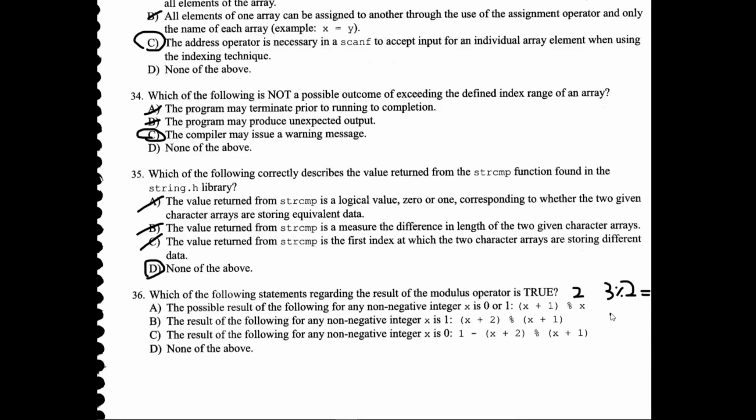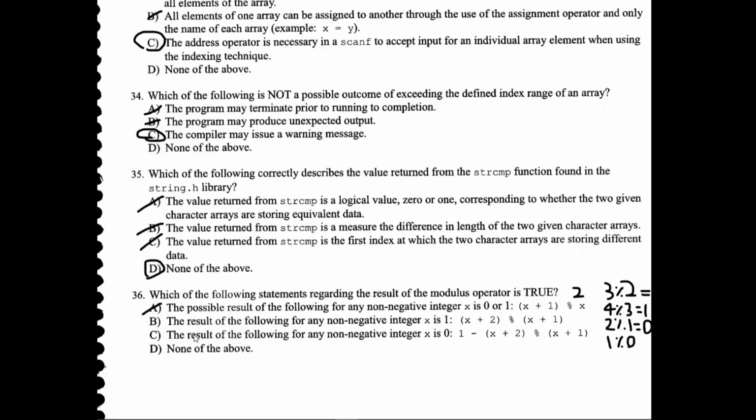And if we have x is 3, then we have 4, and then again modulus 3 is 1. And then if we continue to where x is 0, which is still a non-negative integer, we get 1 modulus 0. And that is actually undefined behavior. That will cause a runtime error. And so it will not return 0 or 1. It will crash. And so A cannot be true.